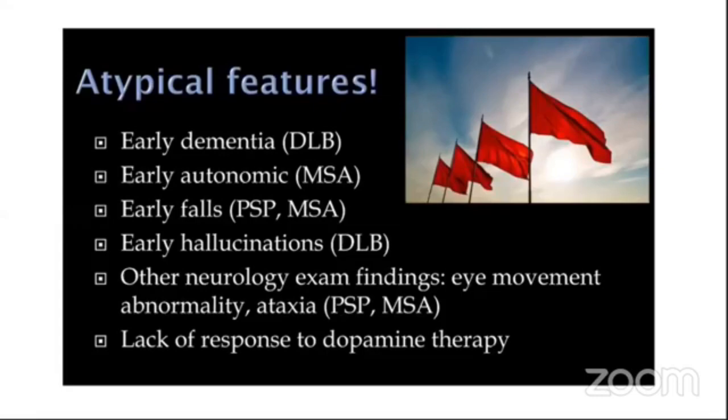If the patient develops early dementia, it is unlikely to be PD, most likely Lewy body dementia. If autonomic disturbance occurs very early, it is multiple system atrophy. If the patient presents with frequent falls and gaze palsy with axial rigidity and also cerebellar signs, it is due to PSP or MSA. If patients present with hallucinations at an early stage, it is Lewy body dementia until others prove otherwise. If other neurological examination findings are abnormal, like eye movement abnormality or ataxia, then we should think of either PSP, progressive supranuclear palsy, or multiple system atrophy, and lack of response to dopamine.